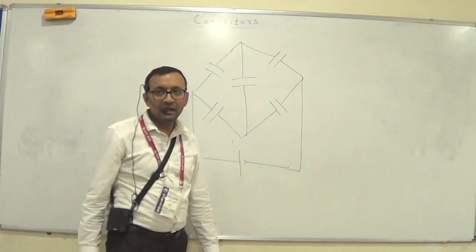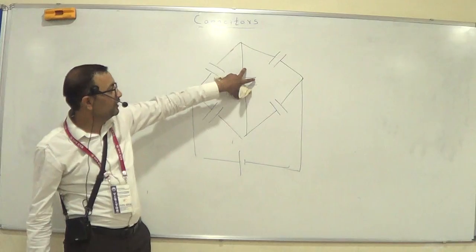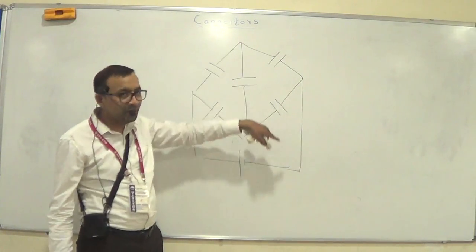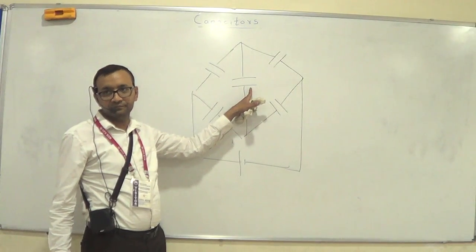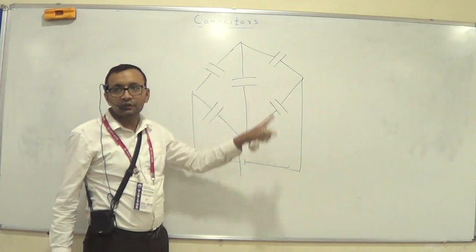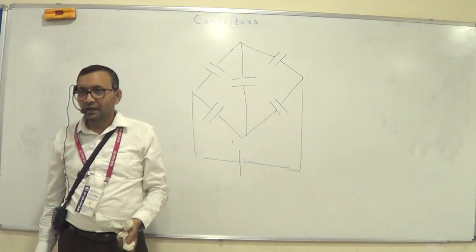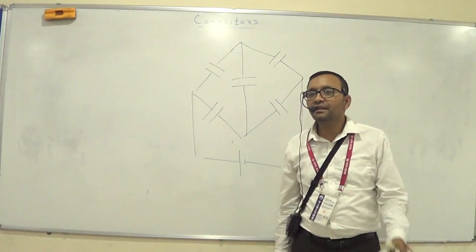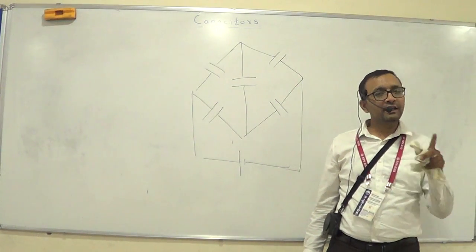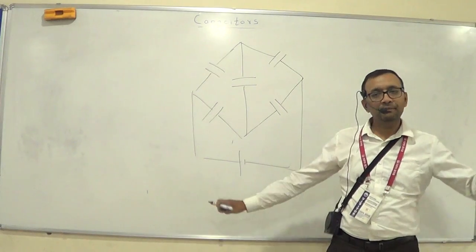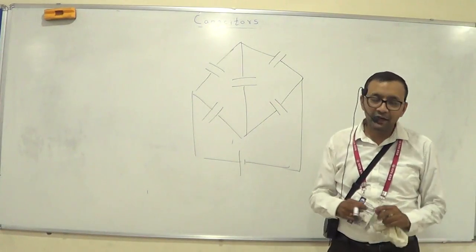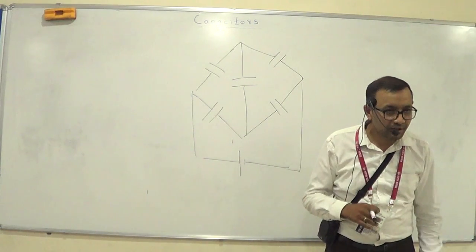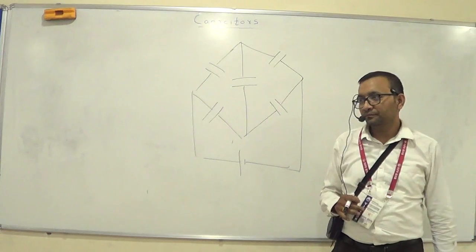It is a Wheatstone bridge, but if it is balanced, then you can throw this away. There are types of connections that are neither series nor parallel. So don't keep that thing in your head that only series and parallel are possible. Whenever somebody asks you for the equivalent capacitance or equivalent resistance, you start finding which is series, which is parallel. It may be neither.